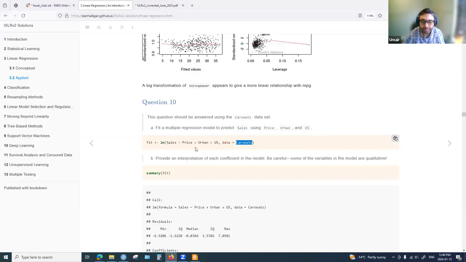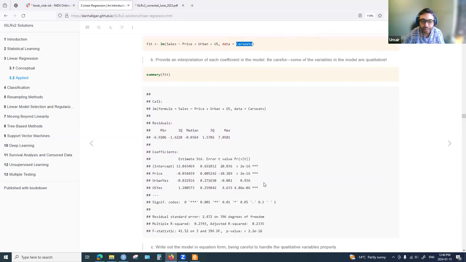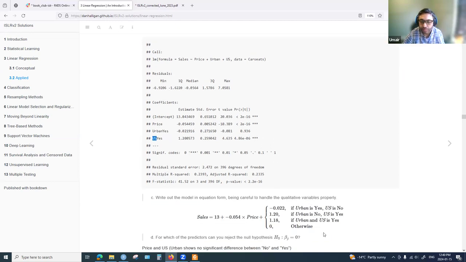So based on that, this is the result. We look at the p-value for the significance of the coefficients, and we see that urban yes does not seem to be significant, and US yes is significant. One difference between this example and the previous ones we saw is that we are now using two qualitative variables, urban and US, and one quantitative variable, which is price. Because they are qualitative, there is a base level. In this case, the base level is urban no and US no. And so the equation would look like this.